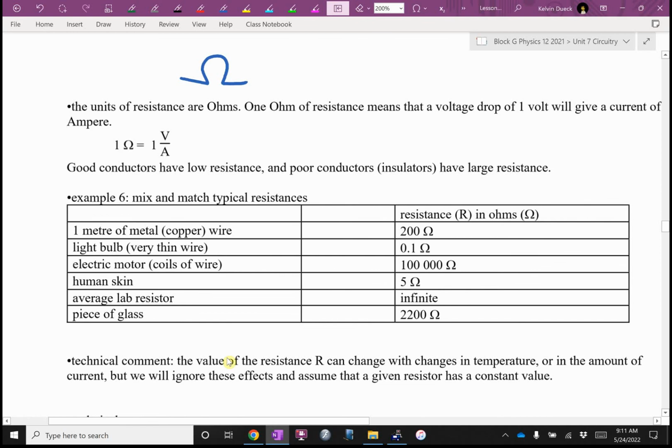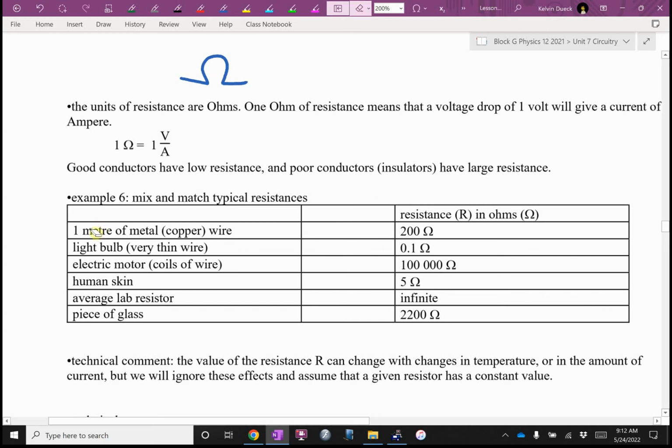We're going to do a little mix and match. Over on the left, I have a bunch of stuff. On the right, I have some typical resistances. We're going to see if we can just puzzle our way, just to give you an idea of what's a really big resistance and what's a really small resistance, so that you have a ballpark figure if you're trying to crunch some numbers.